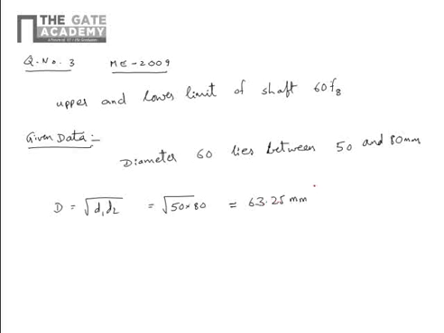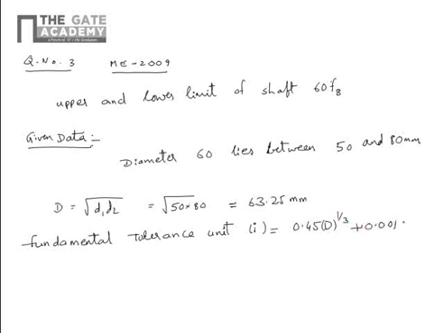Then he has given the fundamental tolerance unit. Because they will allow a calculator in the exam, you can solve any type of complex calculation. So the tolerance unit is i, equal to 0.45 D to the power 1 by 3 plus 0.001 times D. These are all in microns.